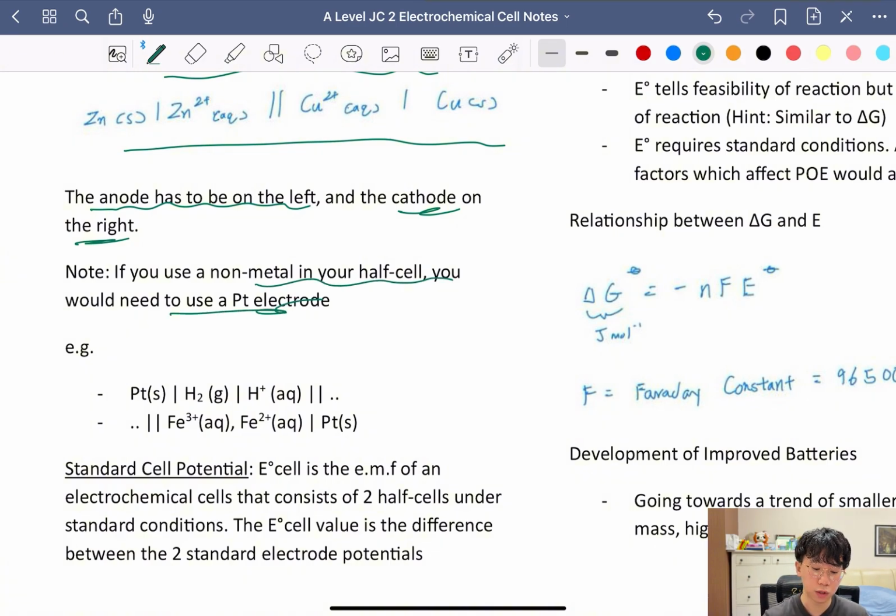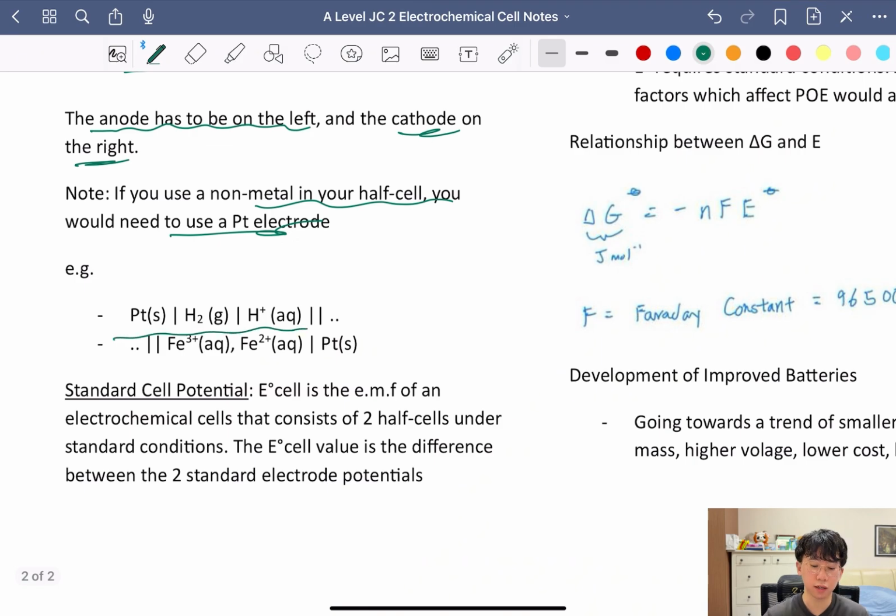So for example, this is how you draw the cell notation, right? So let's say you use a standard hydrogen electrode over here. So this uses a platinum electrode, so this requires one line over here because it's two different phases, and another line over here, two different phases between the solid and the gas and the aqueous phase, right? Followed by the salt bridge, right?